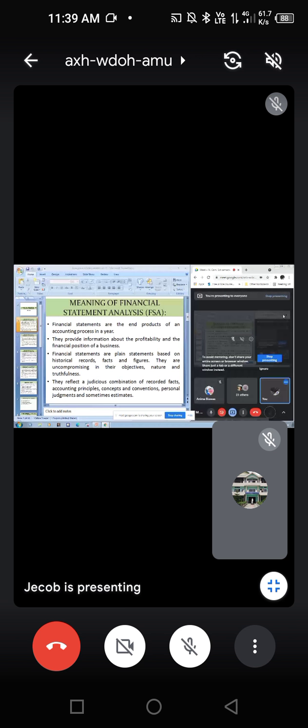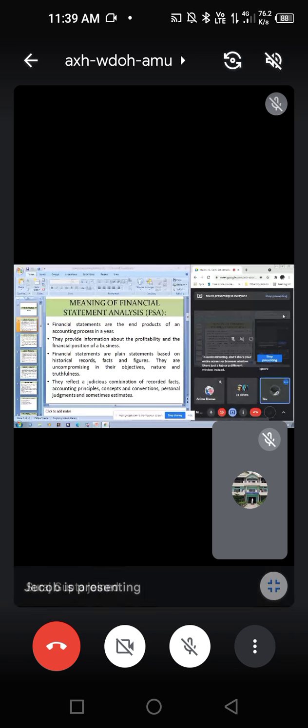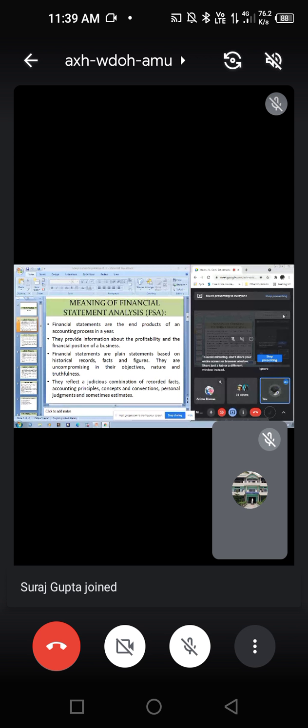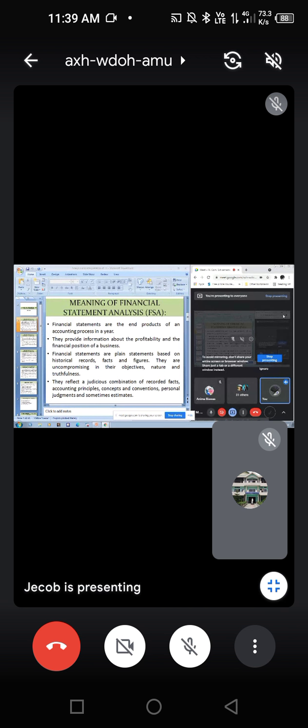But majority of the students who have studied commerce right from higher secondary level, we know how to prepare the trading account, profit and loss account, and balance sheet. But the problem lies where? The problem is that we know how to prepare these statements, but the question is, do we really know how to analyze them?